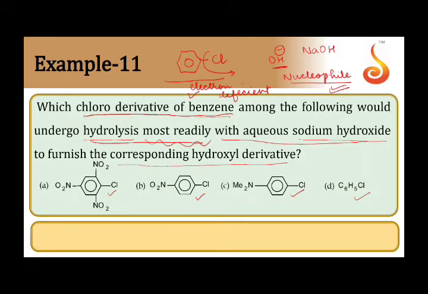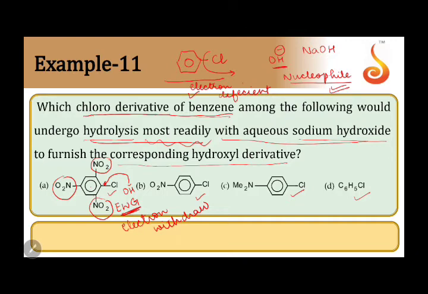So considering those things here, we know that the nitro group is an electron withdrawing group. And in this benzene, we have 3 nitro groups, so it's highly electron withdrawing. If there are electron withdrawing groups, they withdraw electrons, and therefore the density on benzene decreases. A nucleophile will therefore attack this carbon easily.